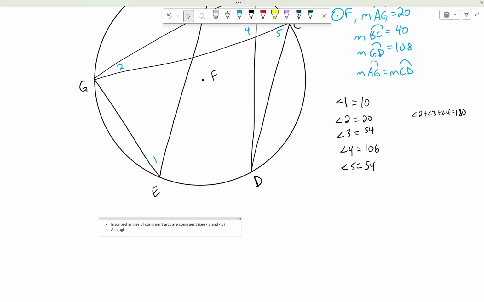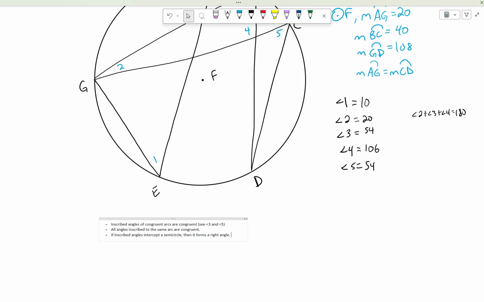All angles inscribed to the same arc are congruent. All right? If inscribed angles intercept a semicircle, well, think about that. A semicircle has a degree measure of 180. So if the intercepting arc is always 1/2, then it's going to form a 90-degree angle, which means it is a right angle.